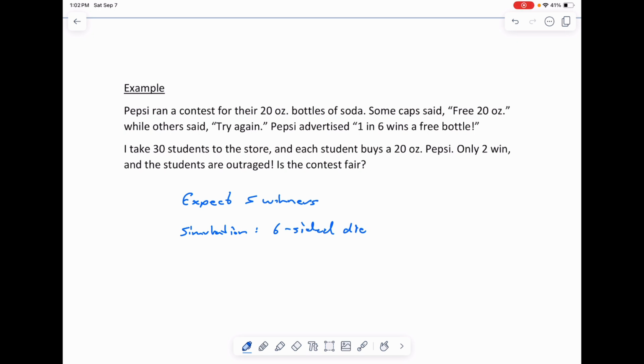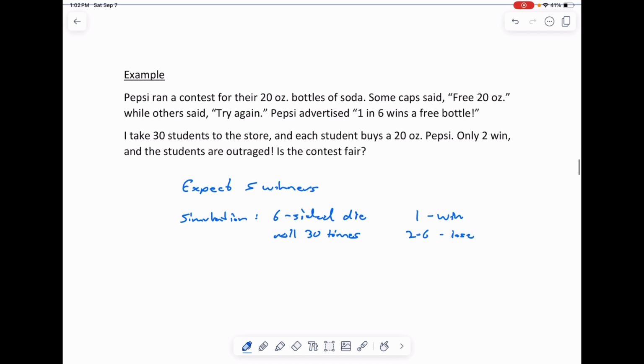I'm going to take a 6-sided die, I'll roll it 30 times. Now in this case, I'm wanting to know what is the actual probability, what are the chances that only 2 of these students out of 30 would have won if in fact you really do have a 1 in 6 chance of winning a Pepsi, winning this free 20-ounce bottle. So I might assign a 1 as win, right? And then a 2 to 6 as lose. So 1 in 6 wins, right? 1 out of the 6 possible outcomes on the die is a winner. The other 5 are losers.